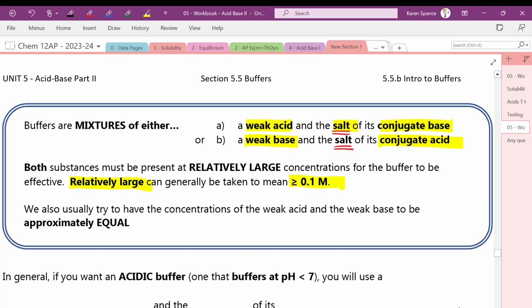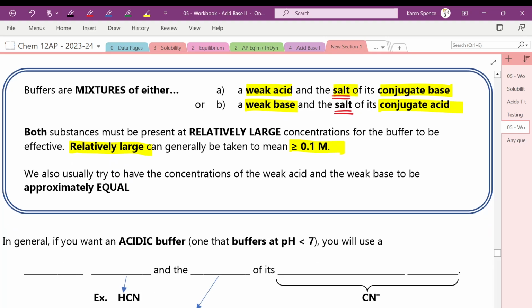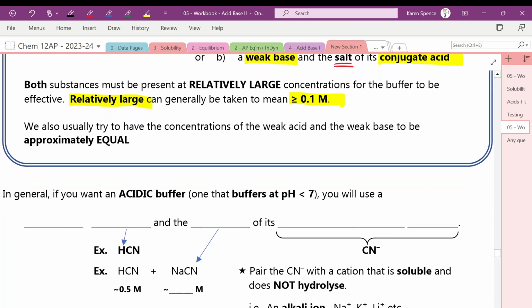We also usually try to have the concentrations be approximately equal. So, generally, if you want an acidic buffer, one that buffers at pH less than 7, you will use a weak acid and the salt of its conjugate base.